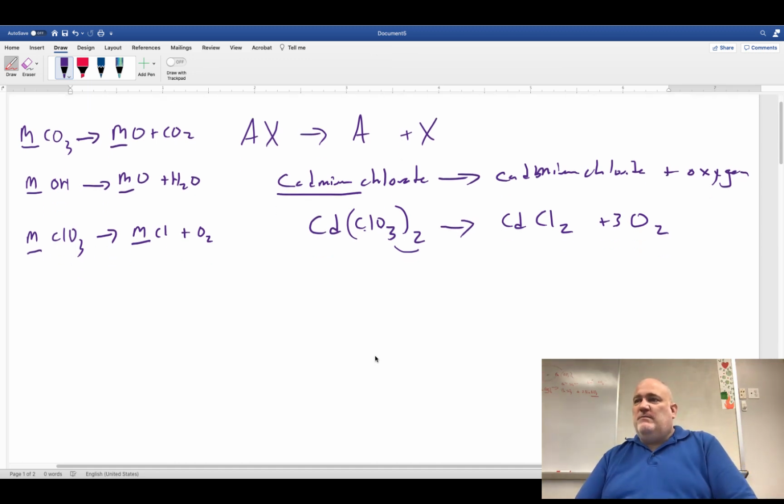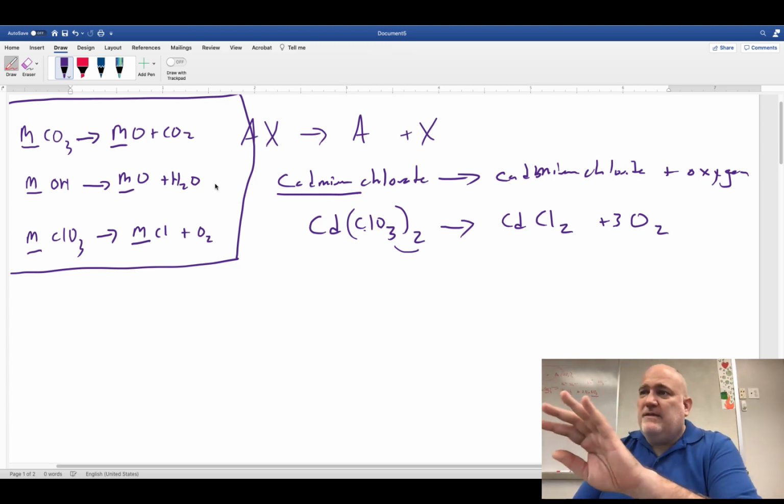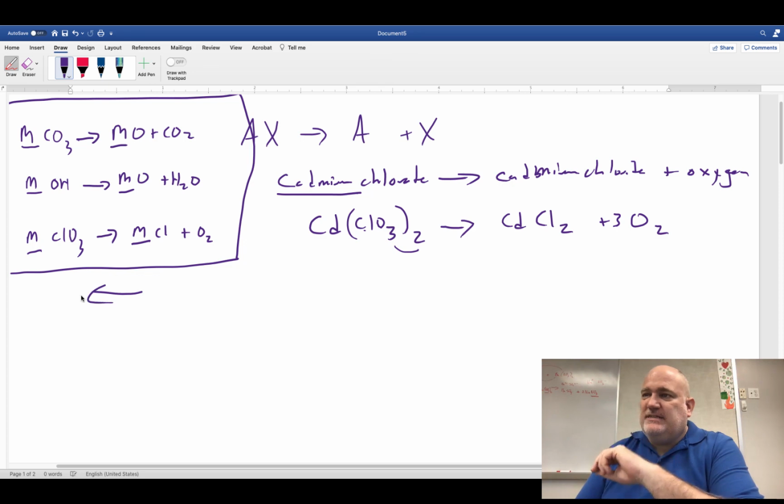Now, those are the 3 main ones. And this box right here that I'm making terribly, this is the template that you're going to have for any decomposition that's weird. What you also need to be aware of is that if something is decomposing in one direction, it is a synthesis in the opposite direction. So you'll often see this one right here, where we have a metal oxide plus water going backwards to form a metal hydroxide. So if you see that, realize that's kind of a weird way of doing this.